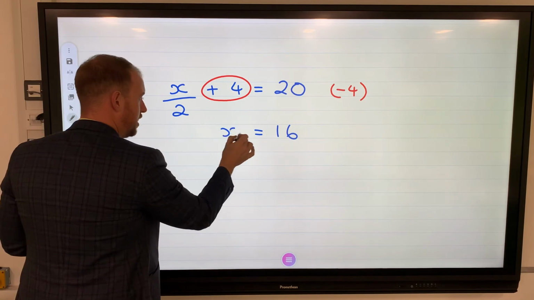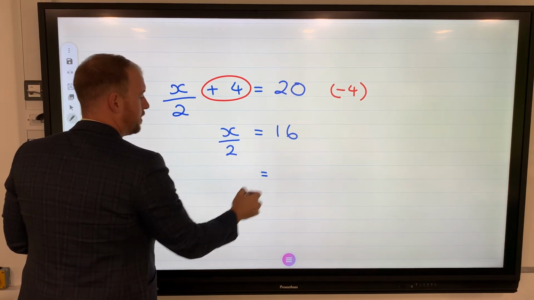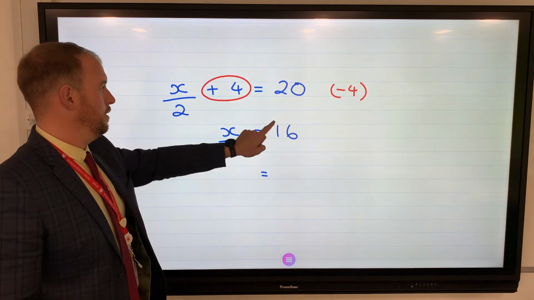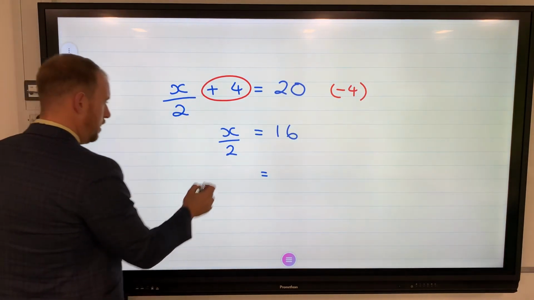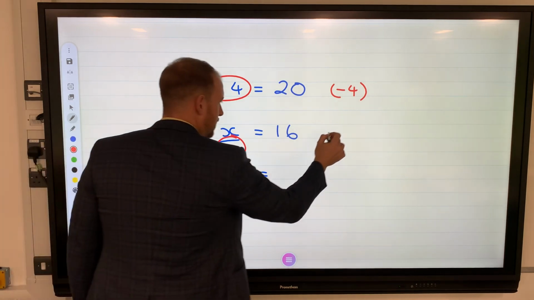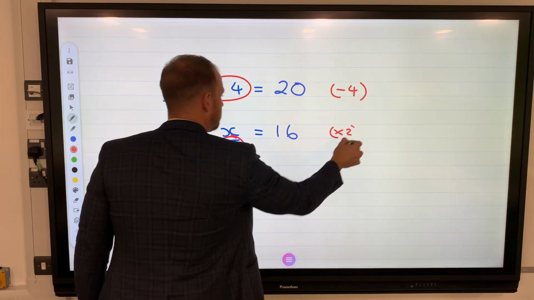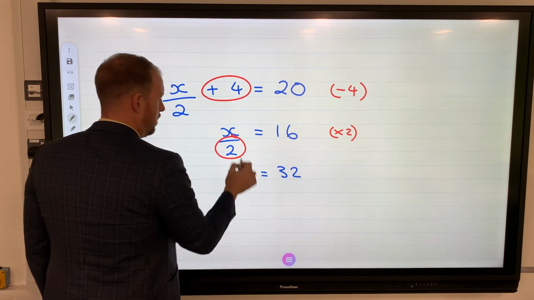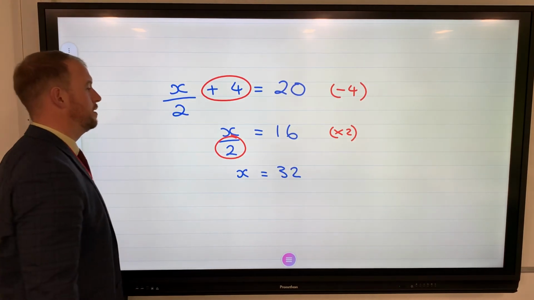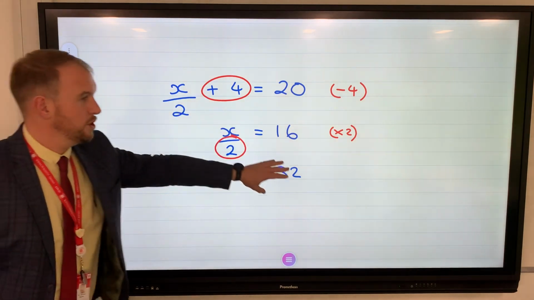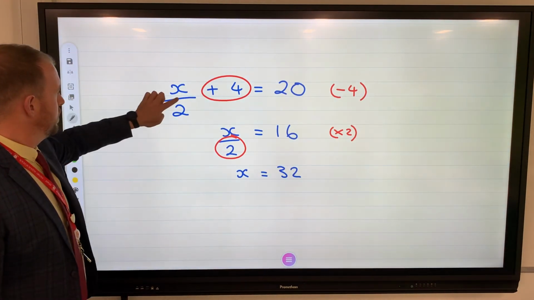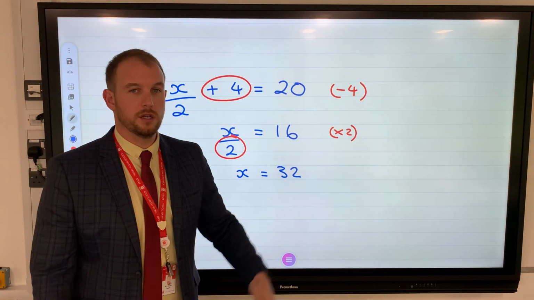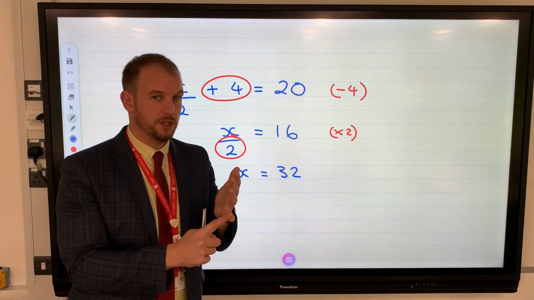This part we haven't changed yet. So now I've got something divided by 2 equals 16. Inverse of divide by 2 is times by 2. 16 times 2 is 32. Therefore, x equals 32. So substitution to check. 32 divided by 2 is 16, plus 4 is 20. We know it works. So, inverse operation to solve.